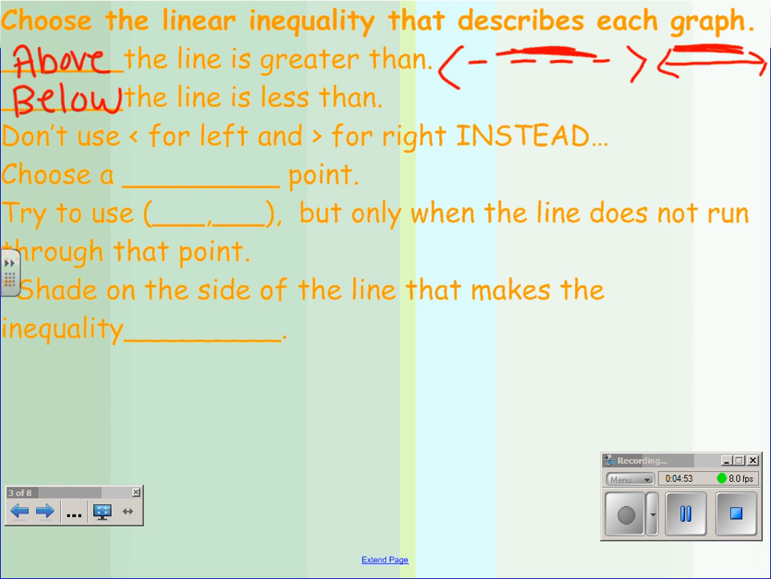Don't use less for left and greater for right. Instead, choose a test point. You might hear the vocabulary checkpoint, or you might hear test point. In other words, sometimes, like if a line is perfectly horizontal.